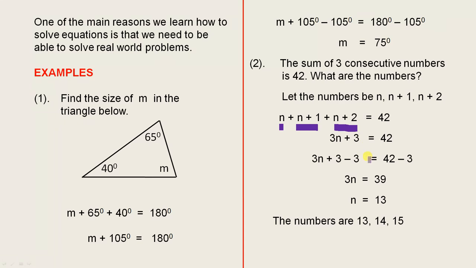Subtract 3 from both sides to give us 3n equals 39. Divide both sides by 3 to give us n equals 13. So because n equals 13, which is the first number, the second number is 13 plus 1, which is 14, and the third number is 13 plus 2, which is 15. So 13, 14, and 15.